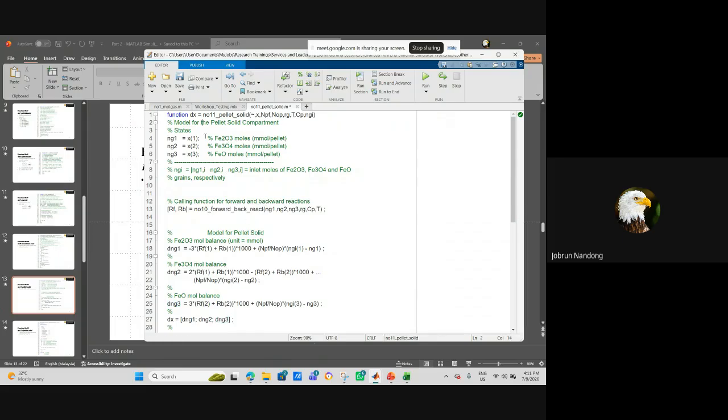Now, in order to use this model in the Simulink method, we need to have another script to link this model to the Simulink environment. So that's why you need to have an S function.